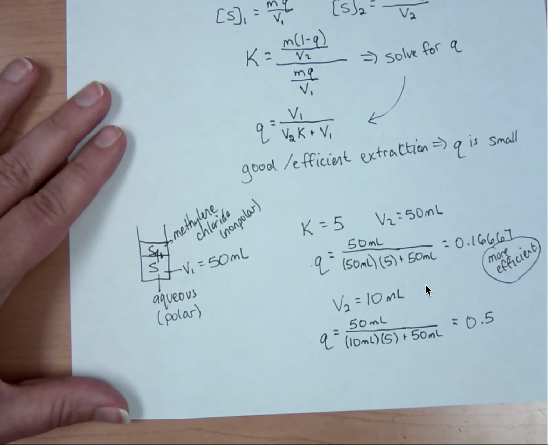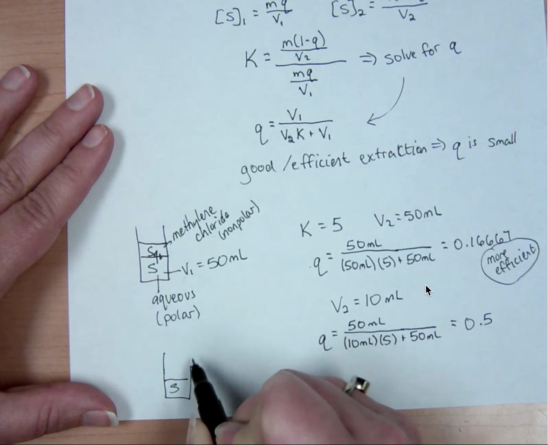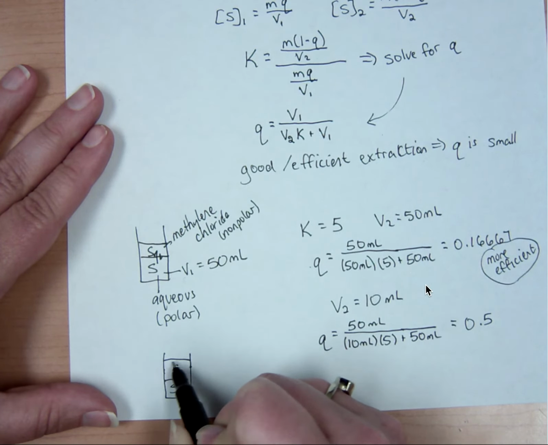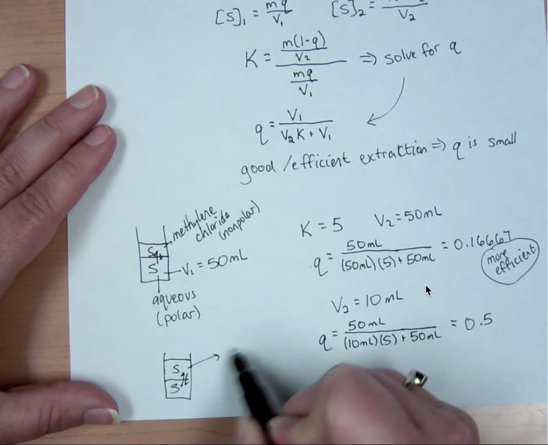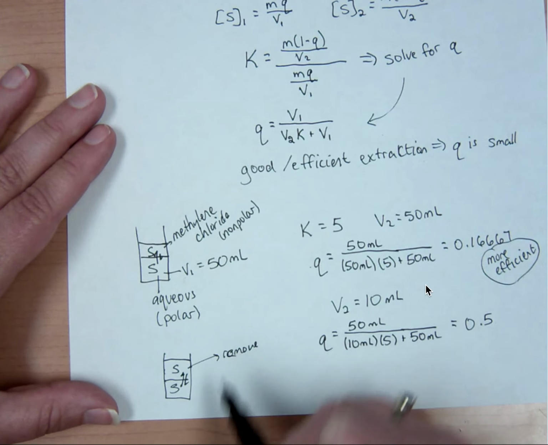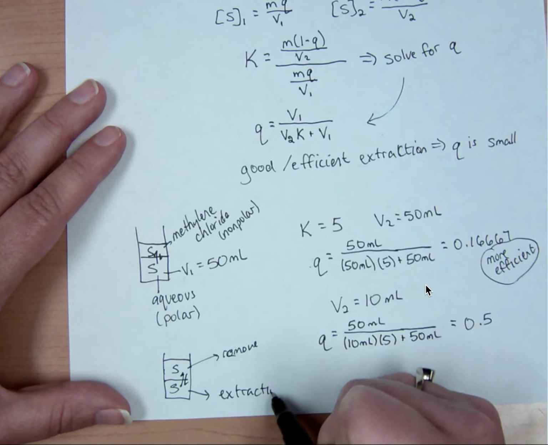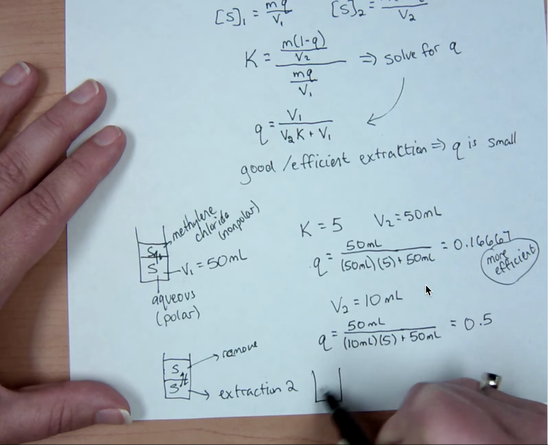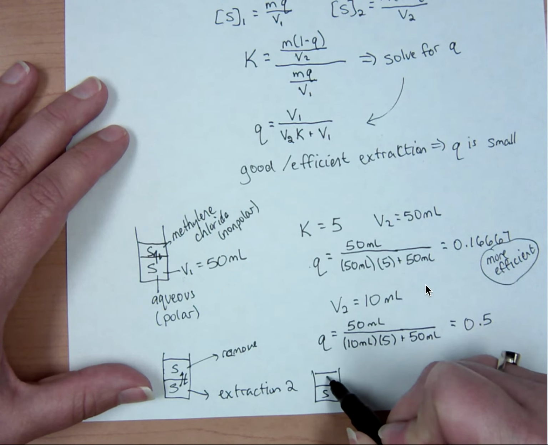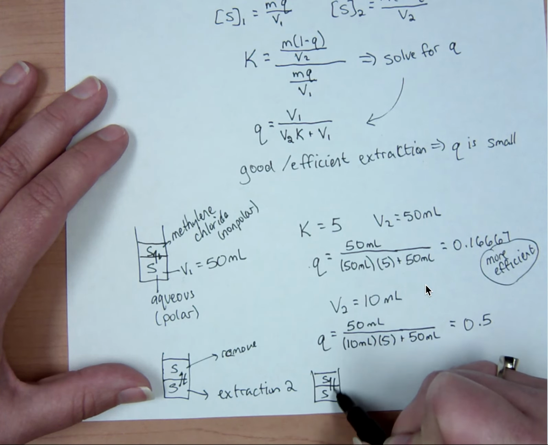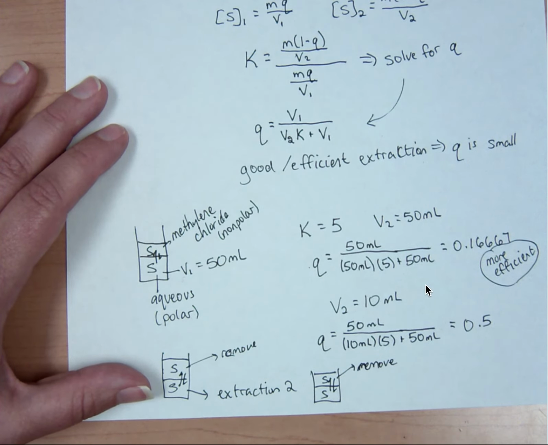So we did a first extraction where we took our S in each phase and we extracted it between the phases, and then we removed this top phase, and we took this bottom and we did another extraction where we took that same bottom phase 1, added some more of phase 2, extracted it, and now we removed the phase 2 again.